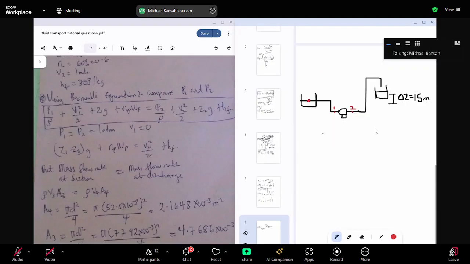That is P1 and P2. I'm done with the question, the A part. But before I can find P1 and P2, I have to know all the parameters in the Bernoulli equation.